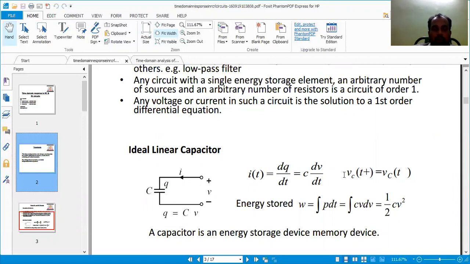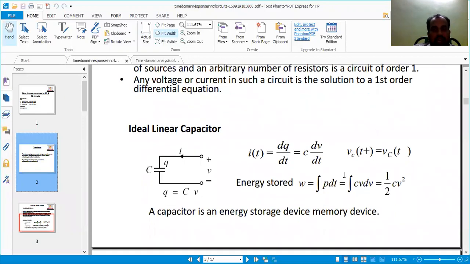So Q equals C into V. So i of t equals dq by dt. You know the formula for current equals charge by time, dq by dt. So i equals C dV by dt. Okay. V of t equals V_C plus t. The energy stored in this capacitor is equal to half CV squared.